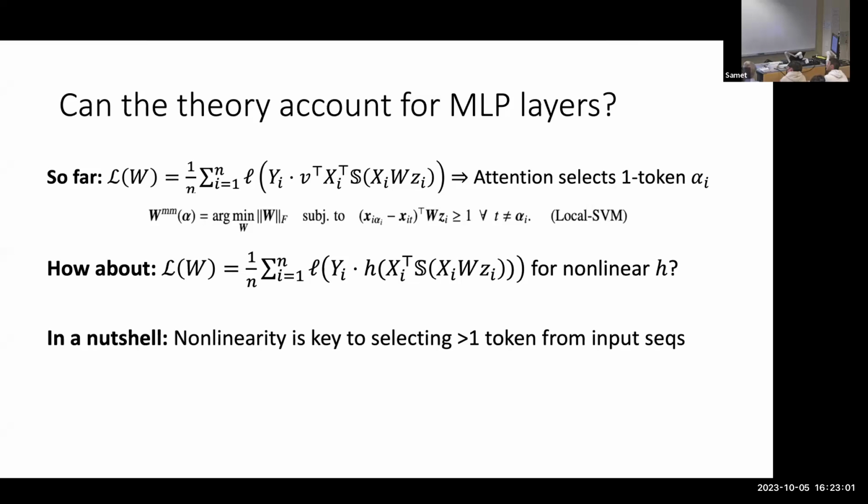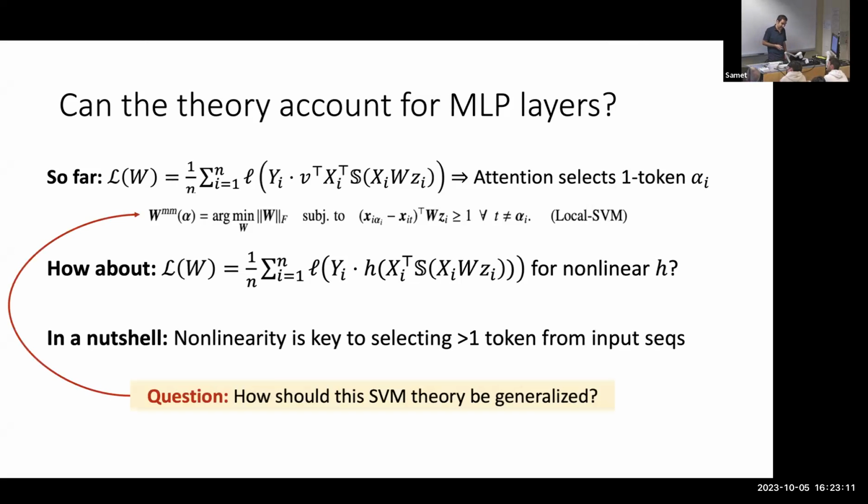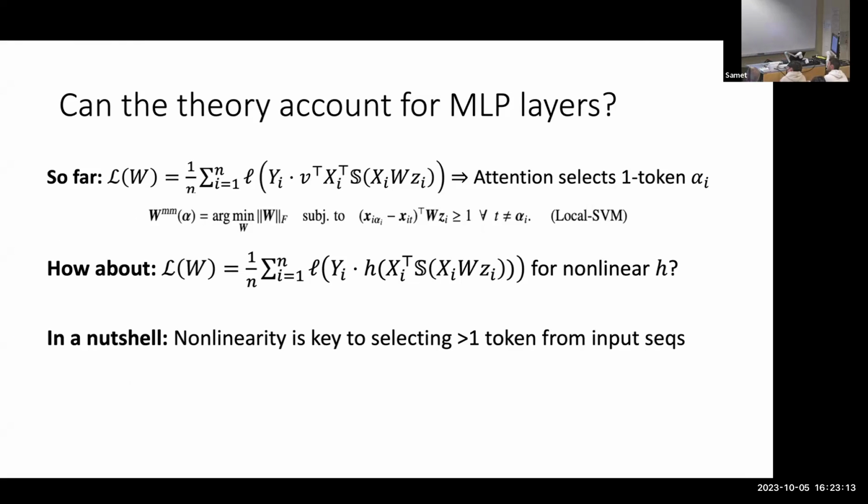In other words, the optimal solution, even with the regularization path, tends to select multiple tokens and compose them. This is not hard to see, but I'm avoiding this discussion, at least in the interest of time. So as a result, nonlinearity is key to selecting multiple tokens, right? And then the next question becomes, this formulation is only trying to select alpha I from the whole sequence. It's selecting a single alpha I coordinate from 1 to t.